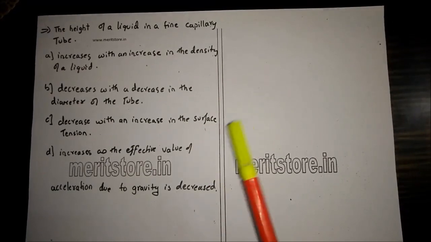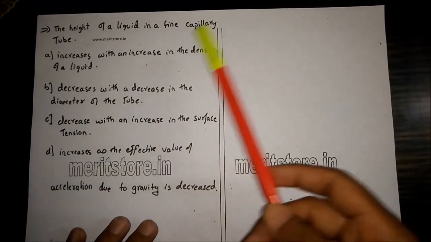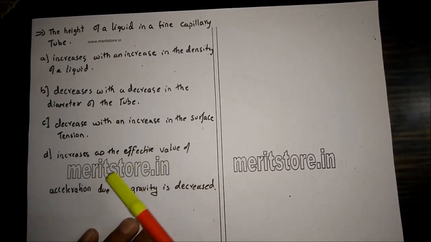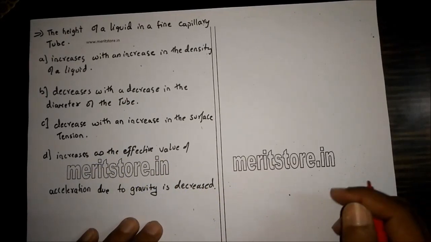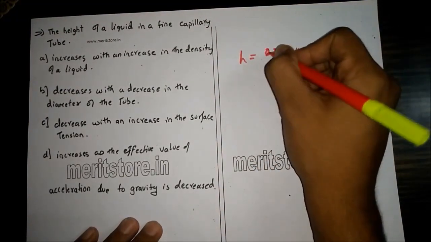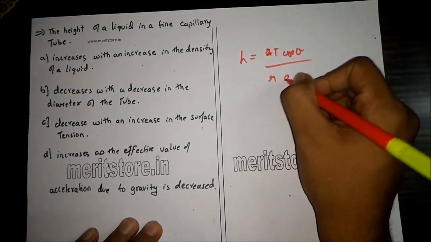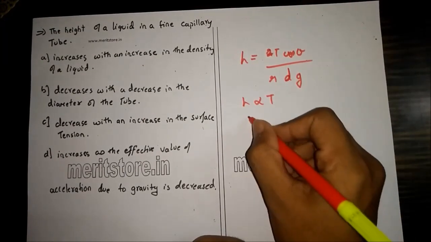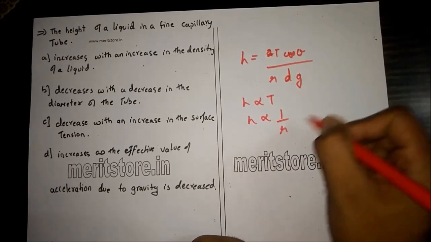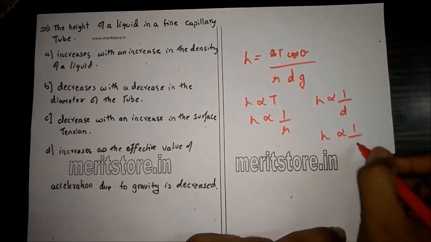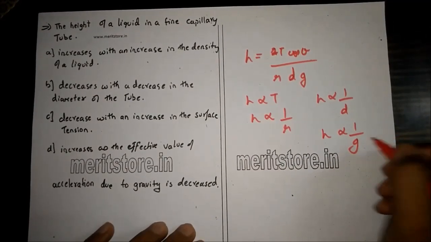The height of a liquid in a fine capillary tube either increases with an increase in the density of the liquid, decreases with a decrease in the diameter of the tube, decreases with an increase in the surface tension, or increases as the effective value of acceleration due to gravity is decreased. Now, the height h is given by the formula h is equal to 2T cos theta upon r into d into g. Therefore, we can say that h is directly proportional to T, h is inversely proportional to r, h is inversely proportional to the density, and h is inversely proportional to the acceleration due to gravity.